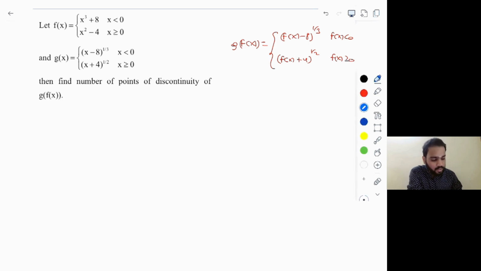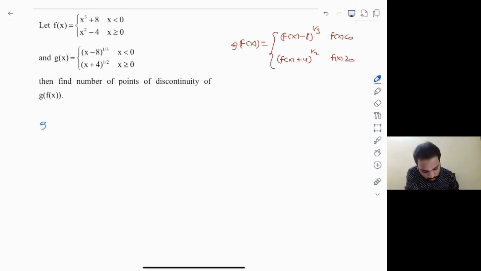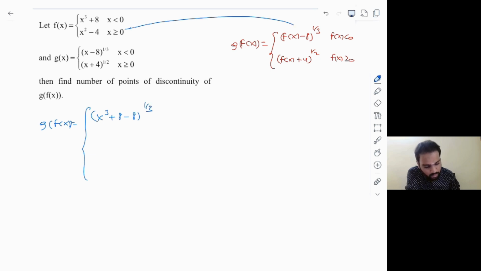Now you know what to do. That is, put f of x in each case separately. So finally g of f of x is equal to, let me put f of x as x cube plus 8 first of all. So this becomes (x cube plus 8 minus 8) whole to the power of 1/3, putting f of x here in case 1. And this is when f of x is less than 0, that is x cube plus 8 is less than 0. And also since we are taking x cube plus 8, it should be x less than 0. It's a combination of these two.